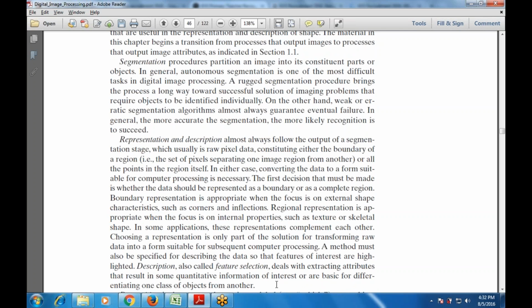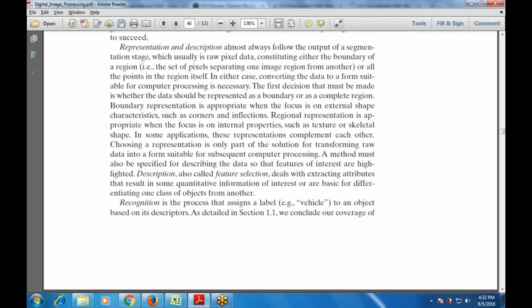We should use a method for describing the data so that the features of interest are highlighted. The description, also known as feature selection, deals with extracting attributes that result in some quantitative information of interest or that differentiate one class of objects from another. That is a description.